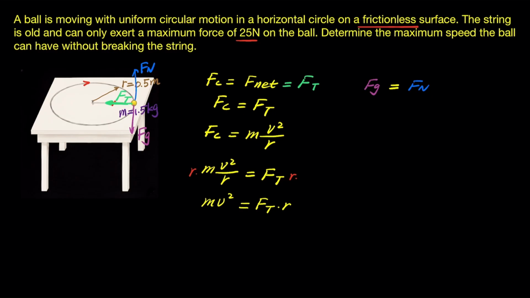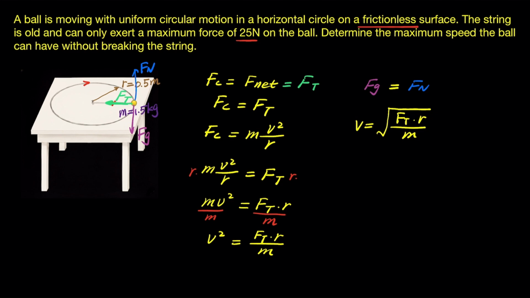Next, we divide both sides by the mass m. So we have v squared equals Ft multiplied by r, then divided by m. Take the square root on both sides. So we have v equals the square root of Ft multiplied by r, then divided by m.